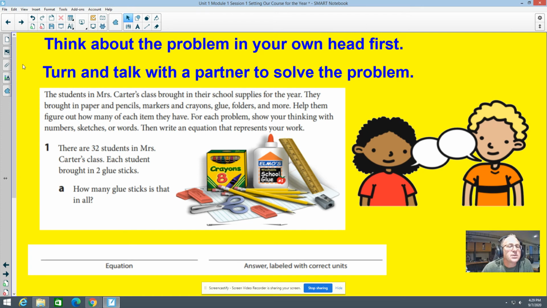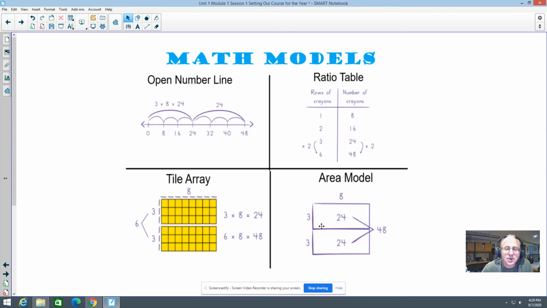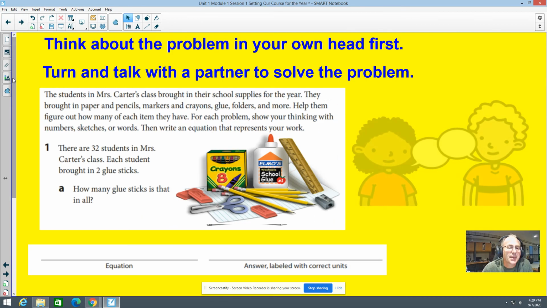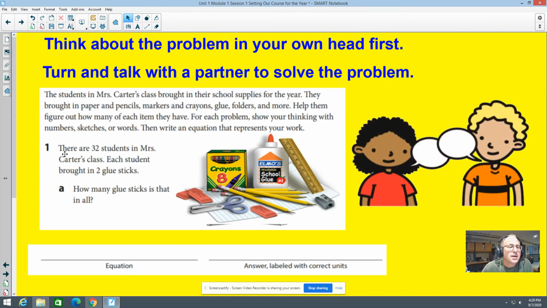All right. So the students in Miss Carter's class brought their school supplies. They brought in paper and pencil, all that stuff we just talked about. We're going to help them figure out how much they have. For each problem, show your thinking with numbers, sketches, or words. So we used to call this numbers, pictures, and words, but sketches give you that different way of doing models. So here we go.